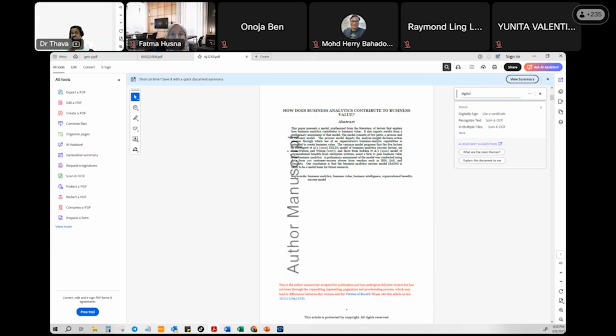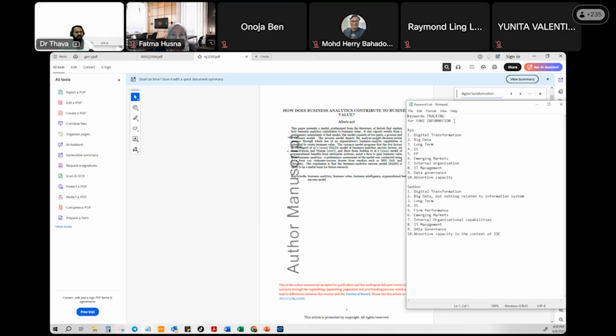For those who are just copy pasting, I believe some of you might have done this, go and do this check. Be very, very careful. Digital transformation also cannot be found. Let's take one more keyword for the benefit of doubt.